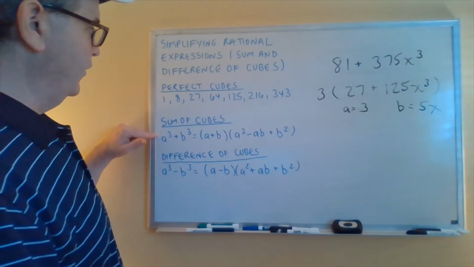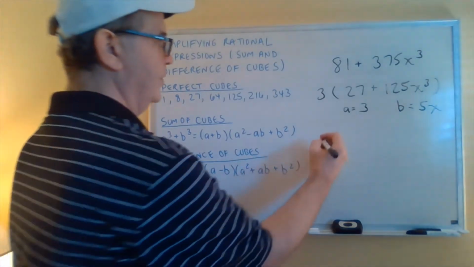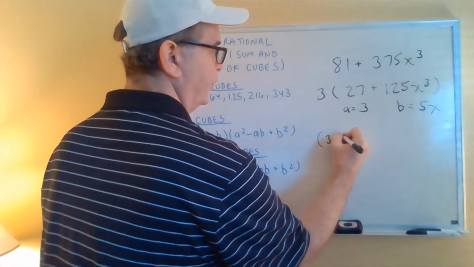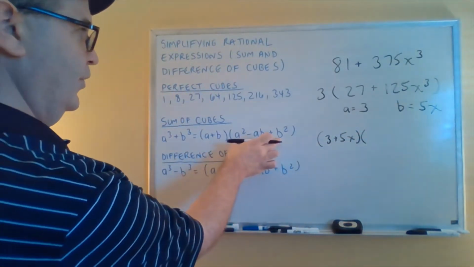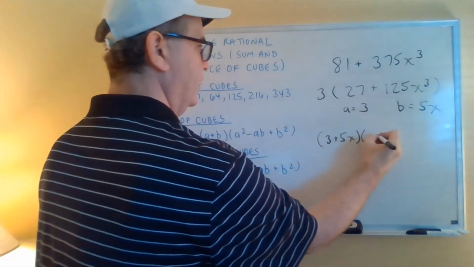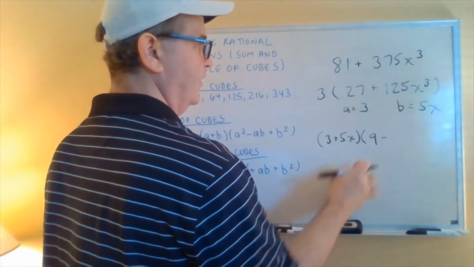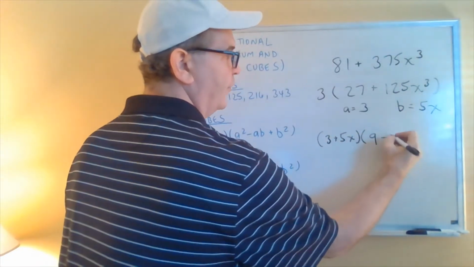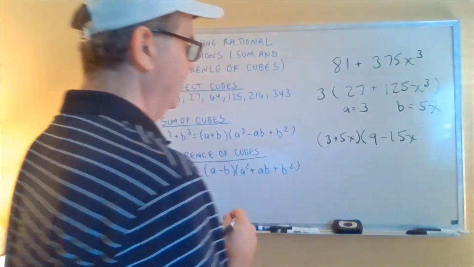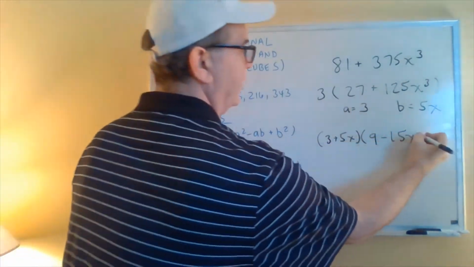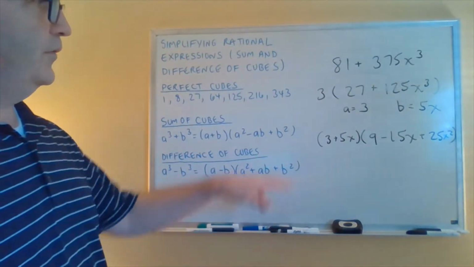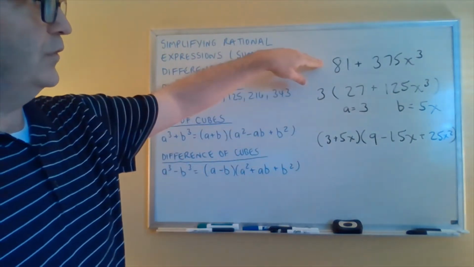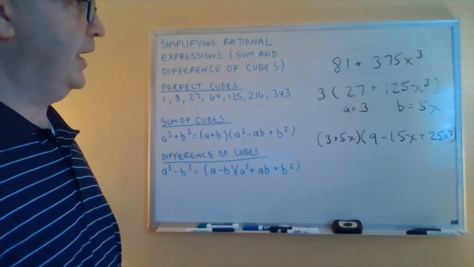So now we've identified what our a is and what our b is. Now we just plug that into our sum of cubes formula. So it's going to be a plus b, or 3 plus 5x. We're going to multiply that by, in our second set of parentheses, our first term, a squared, that would be 9, minus a times b. 3 times 5x is 15x. And then finally, b squared, that would be 25x squared. So this is our factored form of our original polynomial expression up top here.